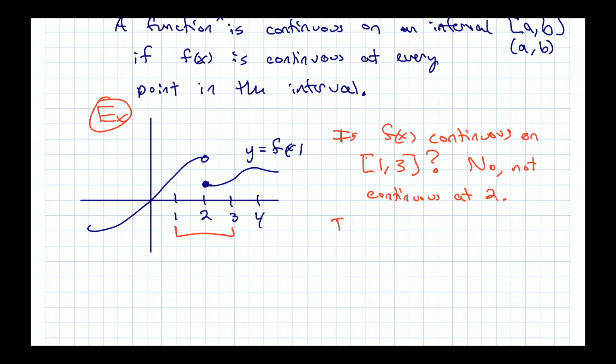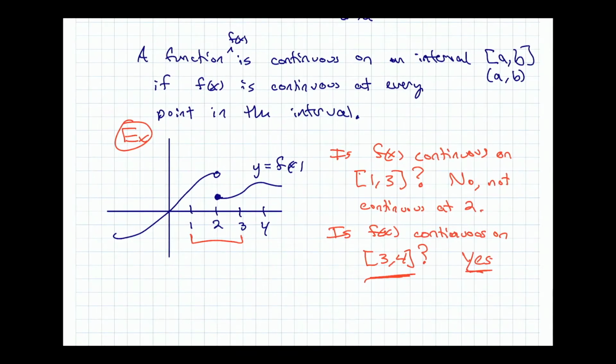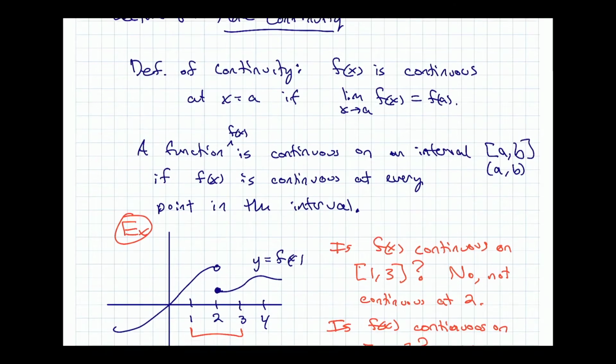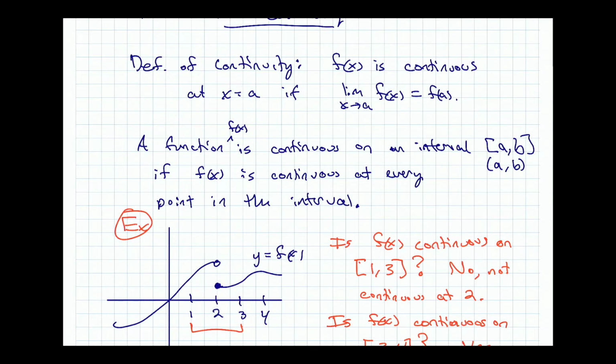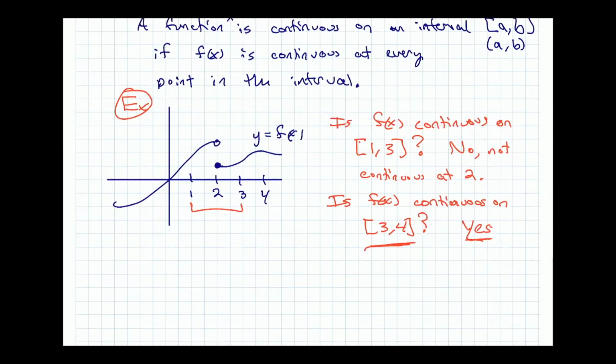But if I say, is f of x continuous on 3 to 4? Yes. Because it's not continuous at 2, but 2's not in 3 to 4, so it's fine. And that's it pretty much for continuity on an interval. You can extend that interval to everywhere and just ask if a function is continuous. And they do that.